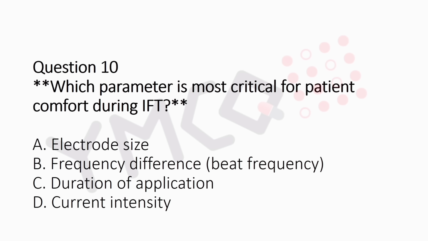Which parameter is most critical for patient comfort during IFT? Option A, electrode size. Option B, frequency difference. Option C, duration of application. Option D, current intensity. And the answer is option D, current intensity. Now let's move to question number 11.